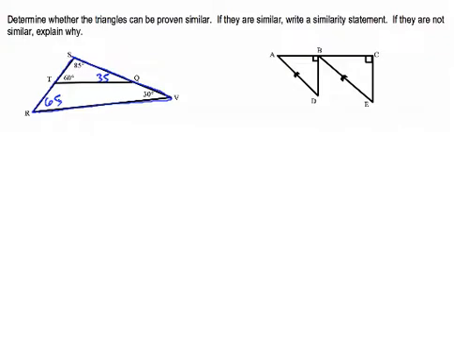So when I compare these two triangles, I notice that my angles are not the same. They do share this angle of 85 degrees, but this angle is 60, which corresponds to this angle of 65. They're not congruent. 35 here and 30 here, they're not congruent. So we would say these triangles are not similar. Why? Because the angles are not congruent.